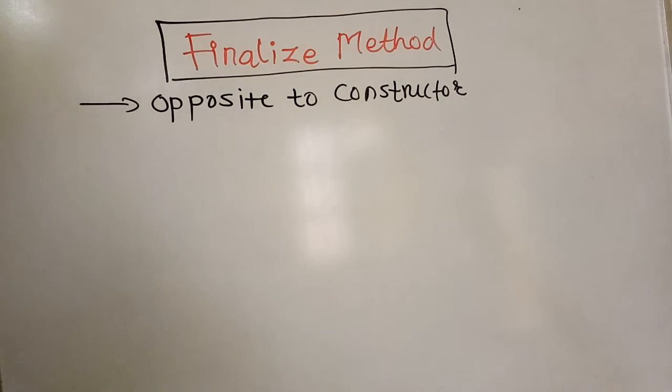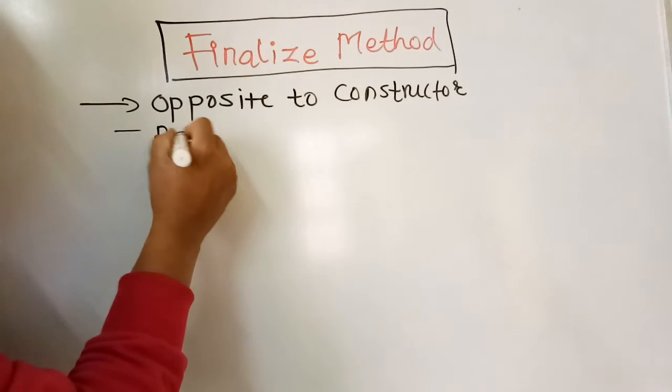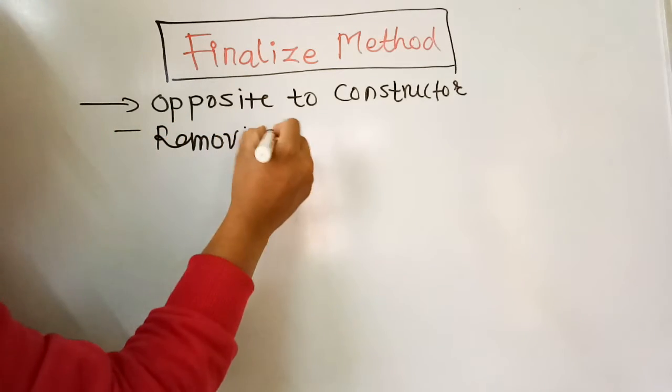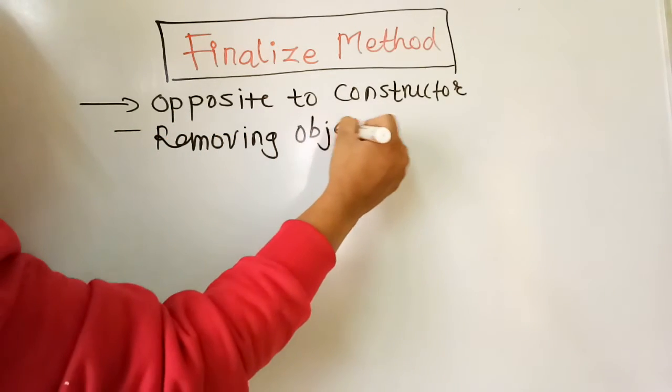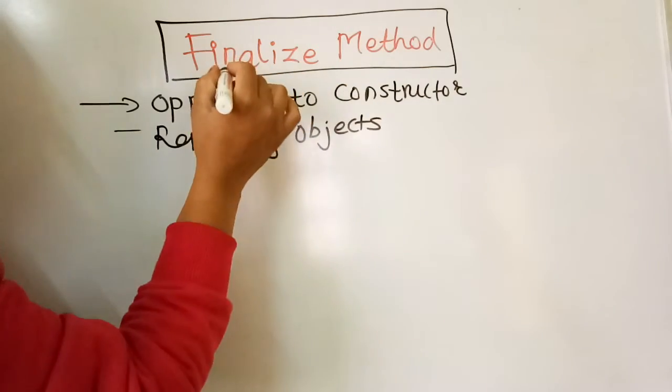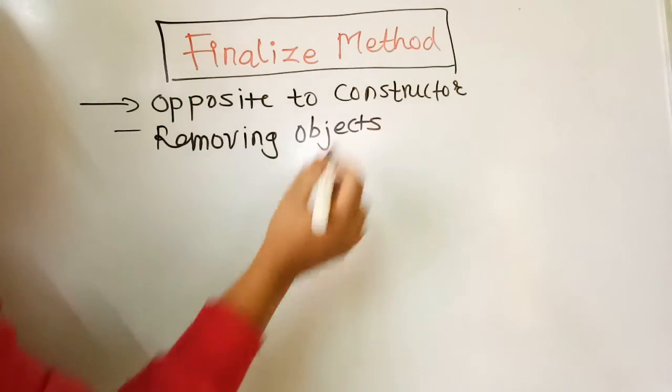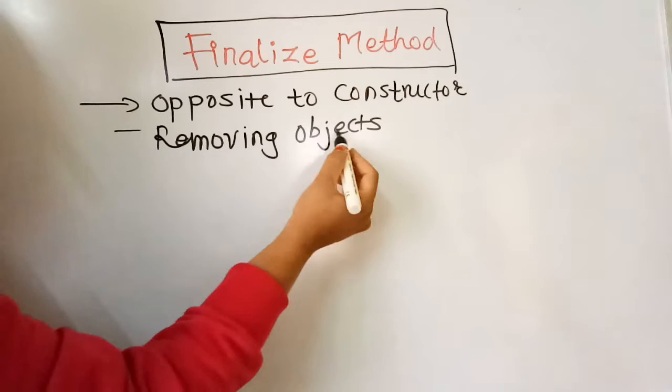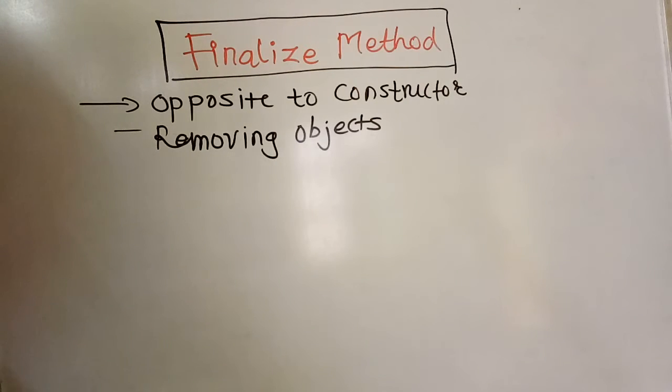The finalize method, what does it do? Removing the objects. The constructor creates the object and the finalize method removes the objects. The finalize method is called explicitly to define the task to be performed.